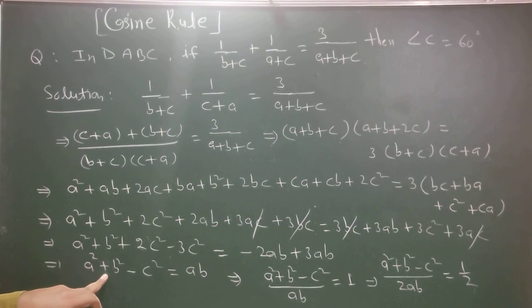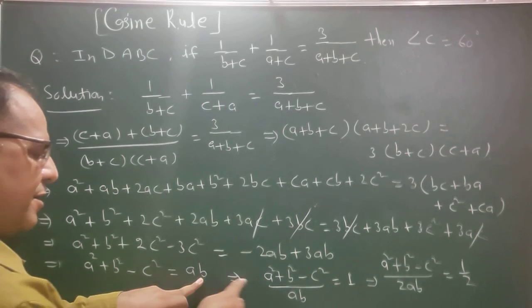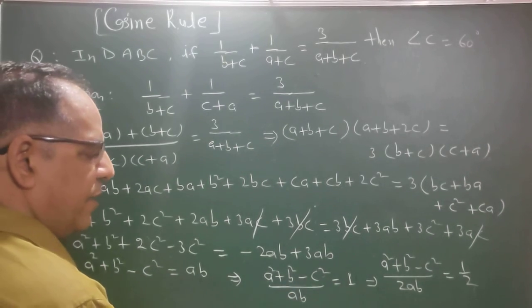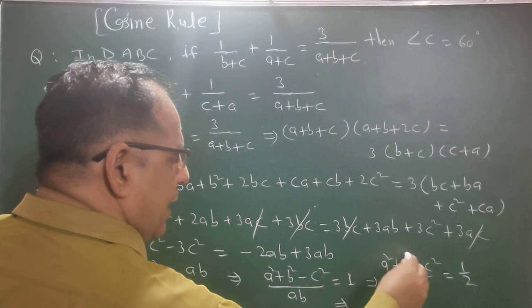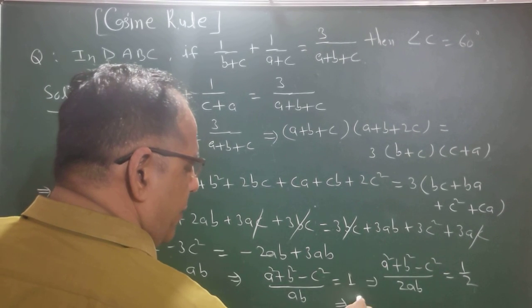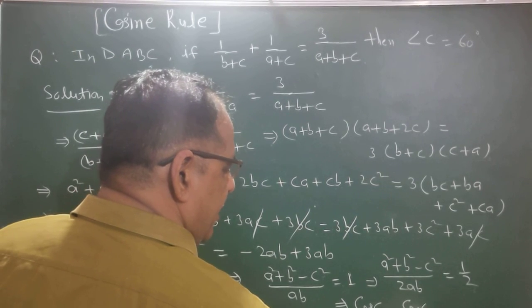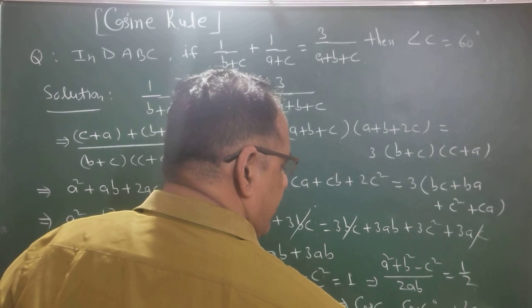After this step, a square plus b square minus c square equal to ab, we can write it as a square plus b square minus c square upon ab equal to 1. Now divide by 2 both sides. So now the left hand side is the formula for cos C and this becomes cos 60 degree. So finally we have angle C equal to 60 degree.